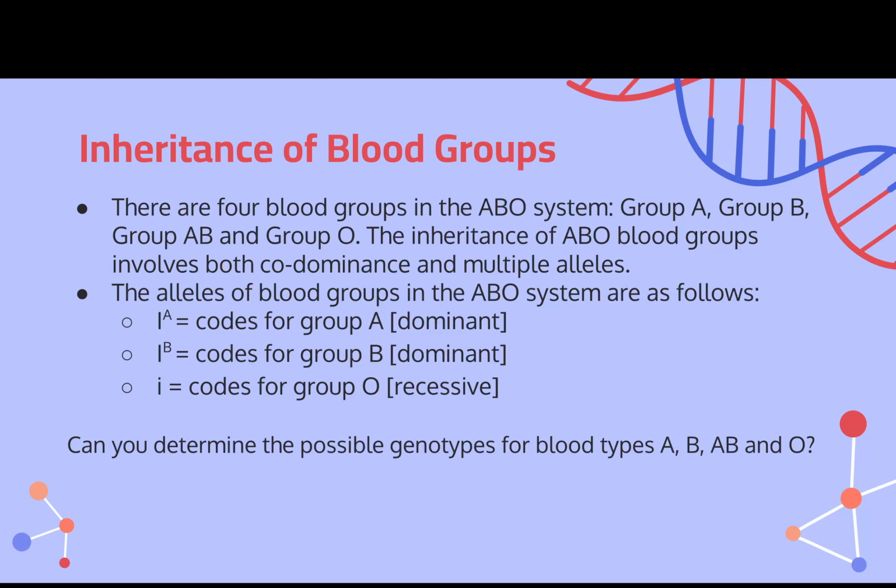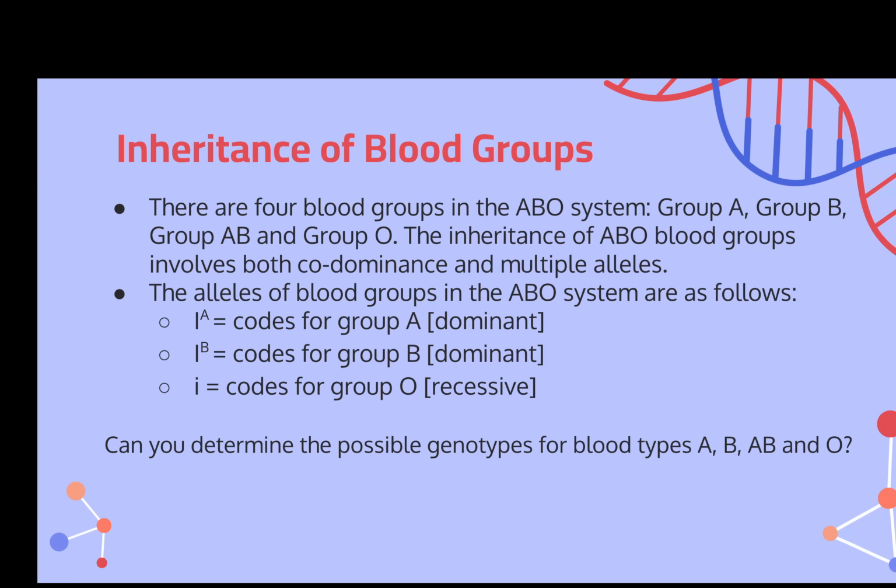The inheritance of ABO blood groups follows both codominance and multiple alleles. So instead of having just 2 alleles, just black or white, or one of two, there's multiple alleles in the inheritance system. So the alleles of blood groups in the ABO system are as follows. There's 2 dominant, there's 1 recessive. Is the IA, IB, and then the small i. The IA obviously codes for group A, IB codes for group B, but then the small i, or the recessive i, codes for group O.